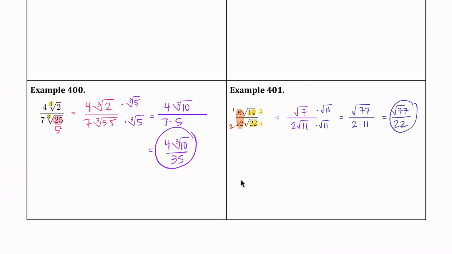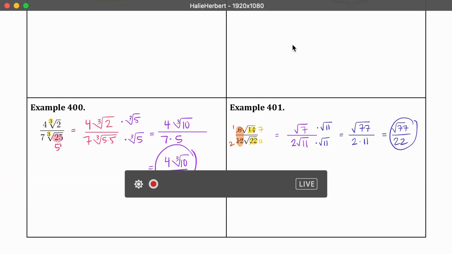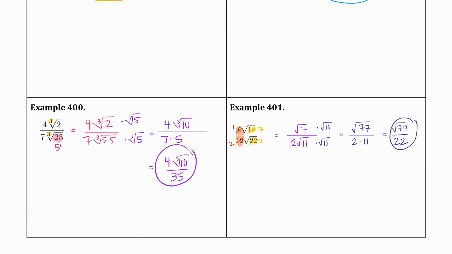So anytime we're dividing radicals, we want to make sure that we never leave a square root in our denominator. We're going to rationalize it to get rid of that.